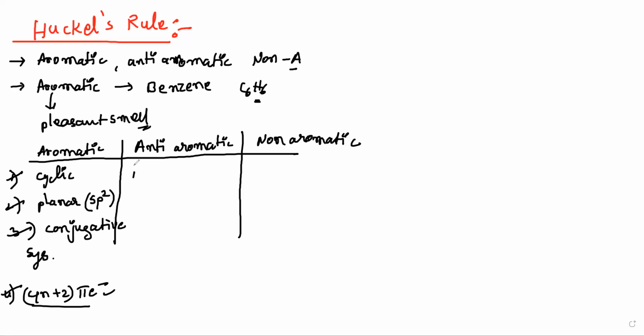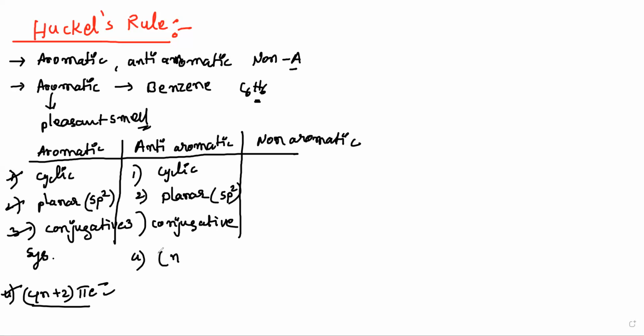The next type of molecule follows these conditions: one is cyclic, one is planar. A planar molecule is involved in sp2, and the molecule should be completely conjugative. The next one, the molecule should follow 4n number of pi electrons. It should contain 4n number of pi electrons. The next one, the molecule should be cyclic.